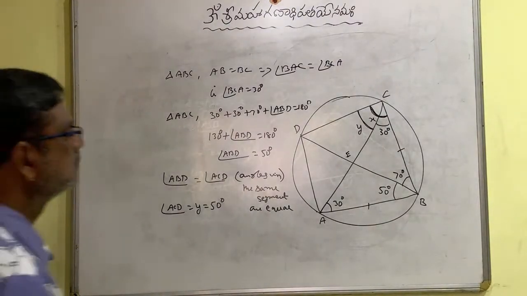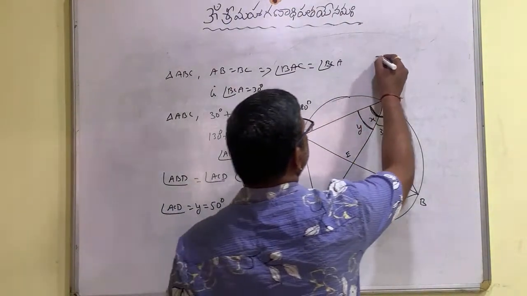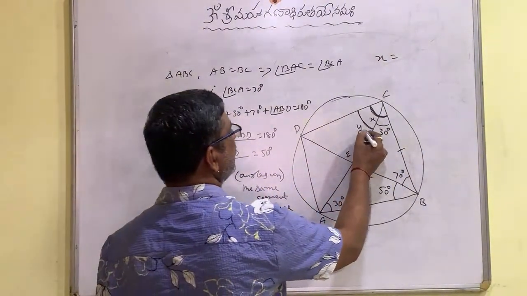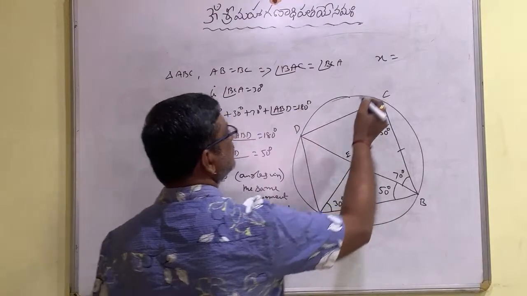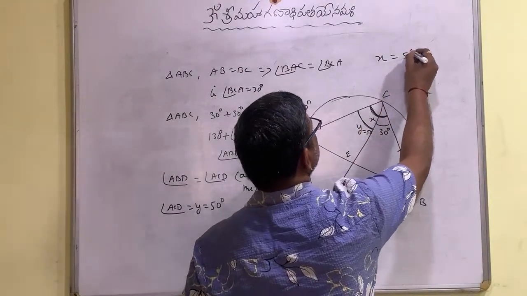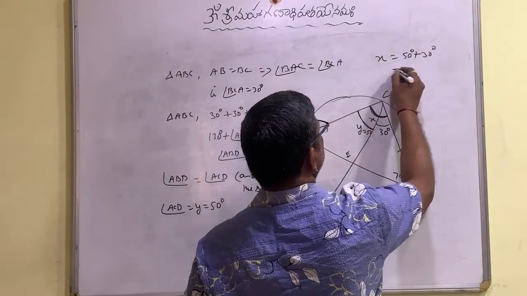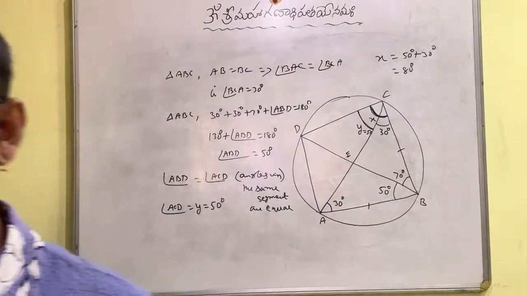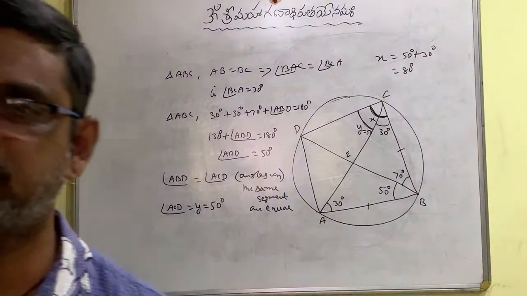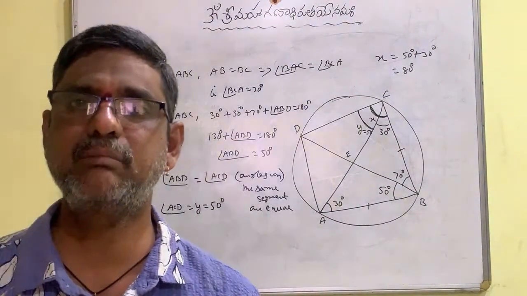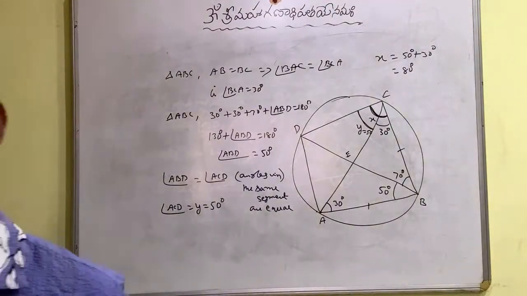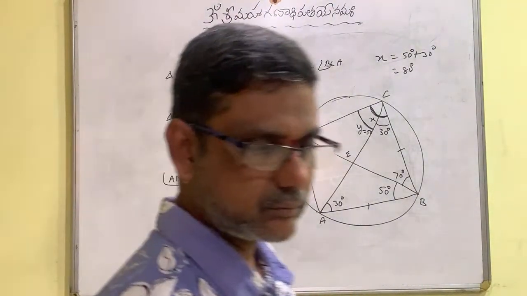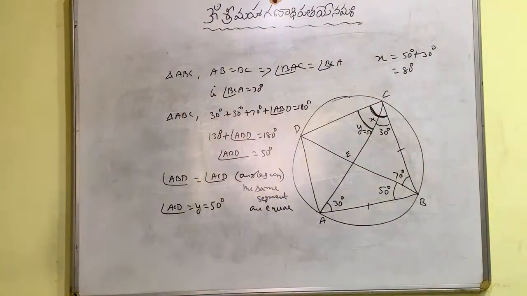Now x is equal to, this we got 50 degrees, 50 degrees plus 30 degrees, 80 degrees. X is equal to 80 degrees. That is BCD. Angle BCD is 80 degrees. Okay?